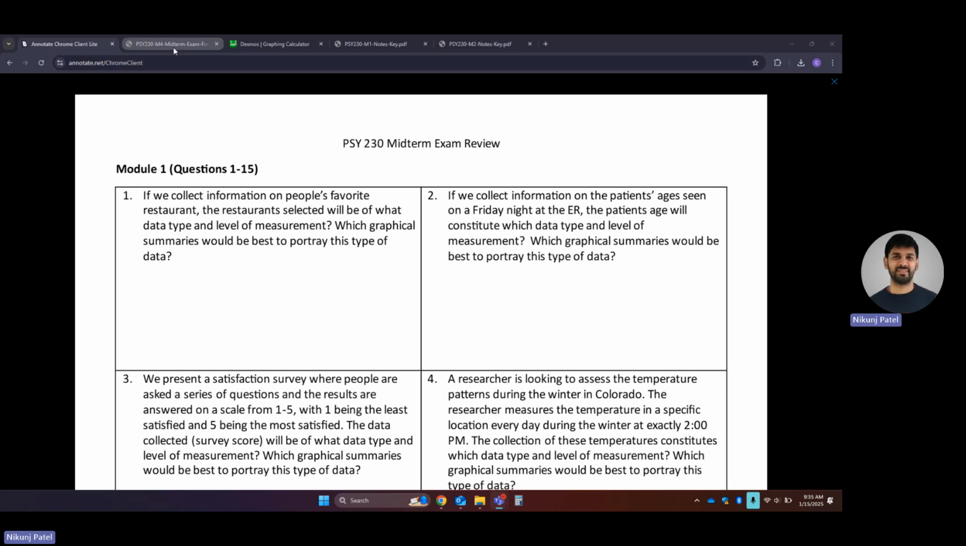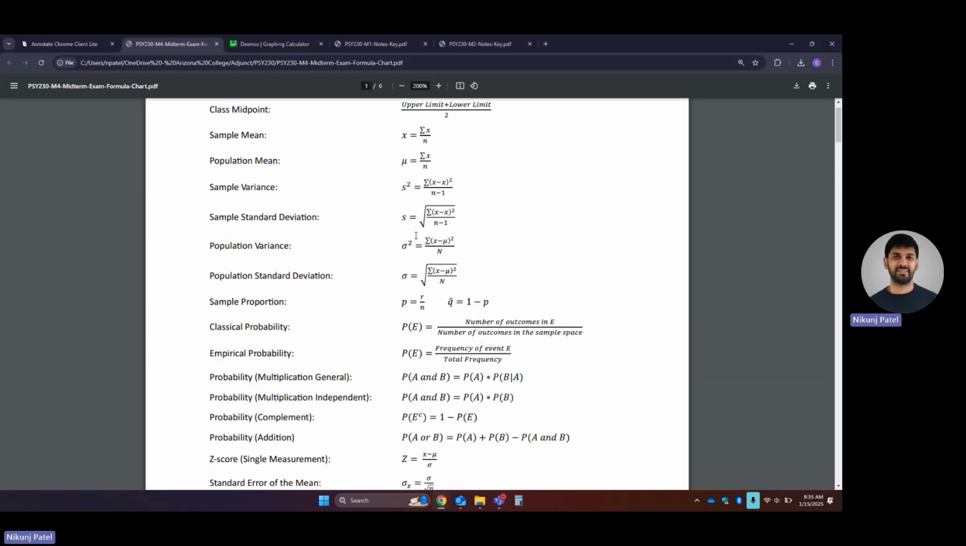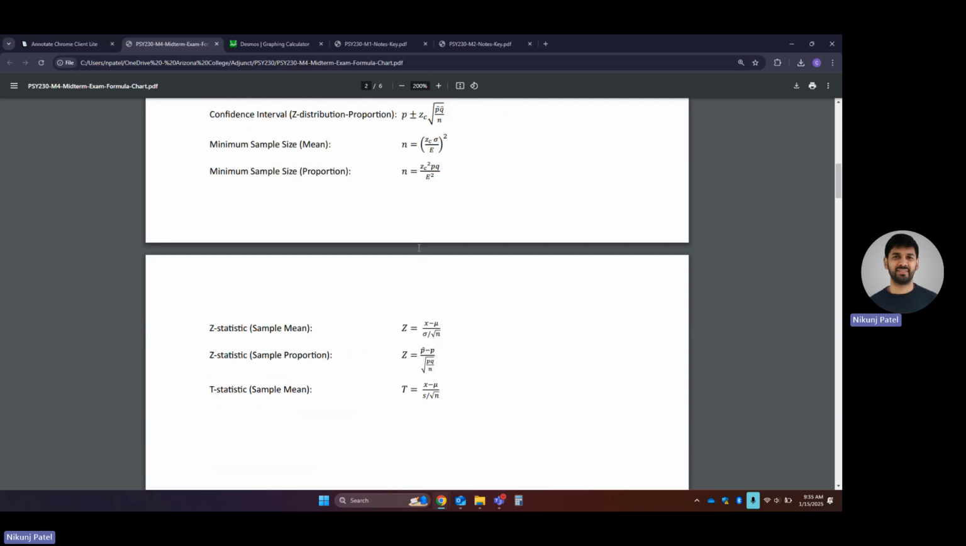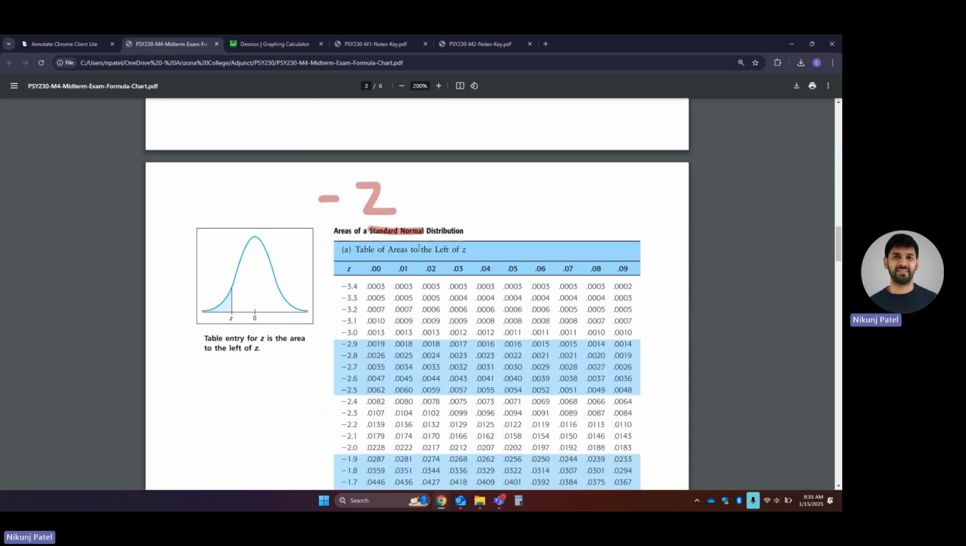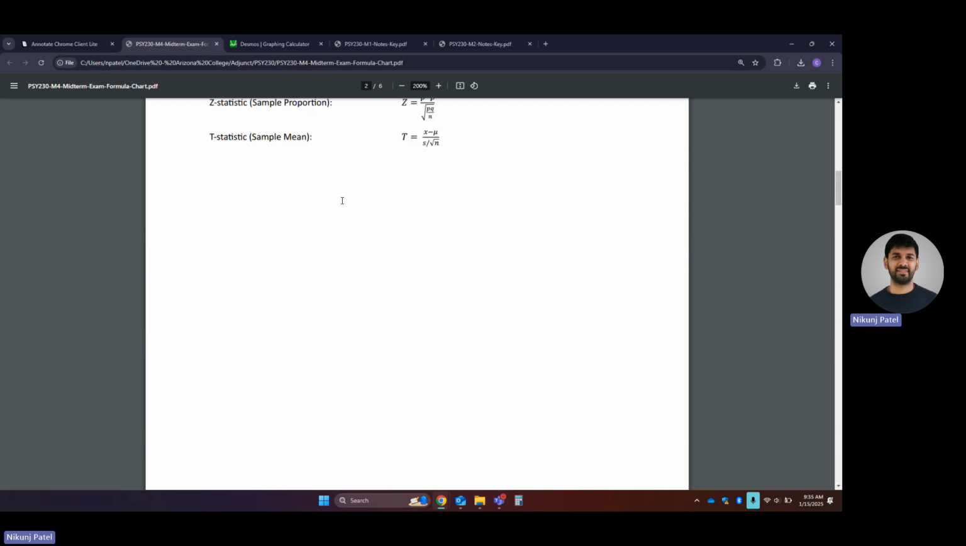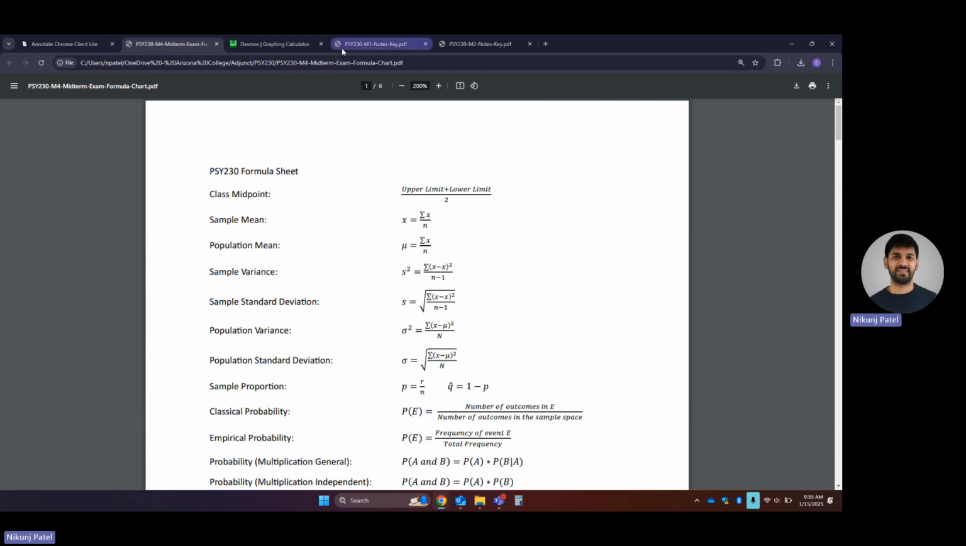You'll also find in your packet the formula chart that you'll be getting during the midterm exam. It looks like this. It's about 4 pages long. It's got some formulas on there, some equations, as well as these tables. These tables are part of Module 3, so we'll look at the formula chart in each of the different videos based on what is necessary and pertinent to know.